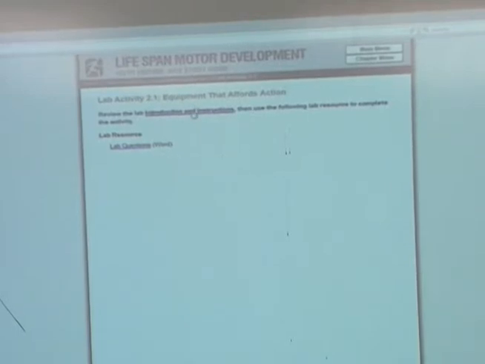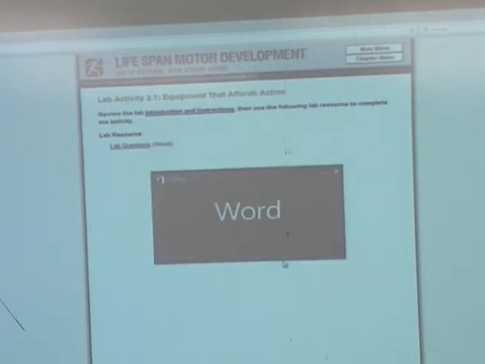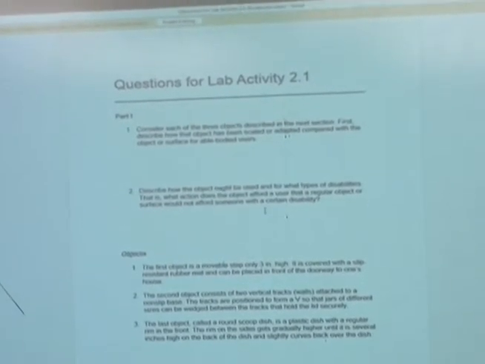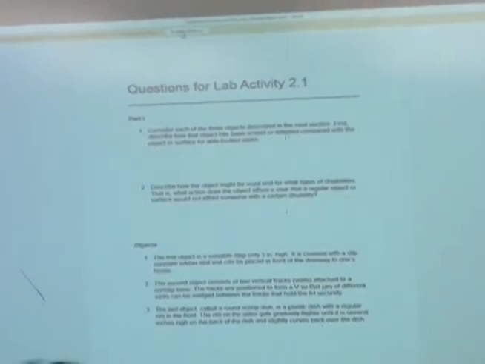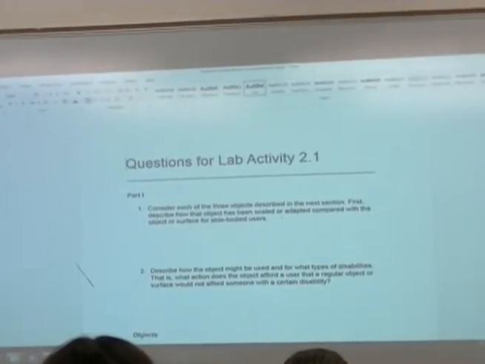So they've got an introduction and instructions for that lab, and then they have the questions for you to answer. Everything comes up in a Word document, so you shouldn't have any problems. Right. Use your resources. And the nice thing about lab activities is they make stuff very hands-on and much more real for you.